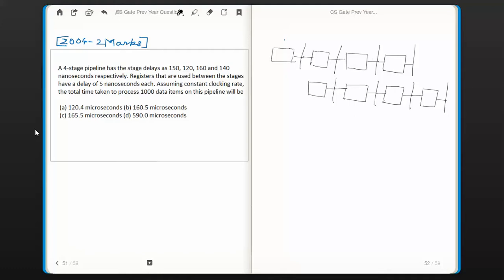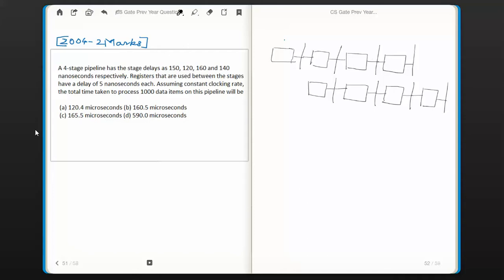Hello everyone, here is the next question from computer organization and from the topic instructions pipelining, and this question was asked in GATE 2004 for 2 marks. The question is, a 4-stage pipeline has the stage delays as 150, 120, 160 and 140 nanoseconds respectively. Registers that are used between the stages have a delay of 5 nanoseconds each. Assuming constant clocking rate, the total time taken to process 1000 data items on this pipeline will be.